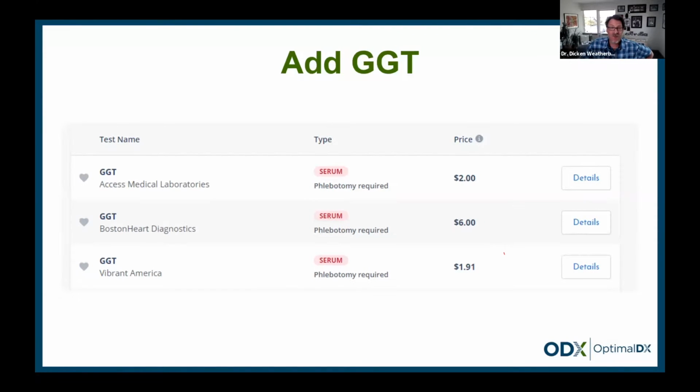GGT is another biomarker that was pulled out of the complete metabolic panel. Again, I really think that it deserves to be there for a couple of dollars. It's a really exceptionally good biomarker.